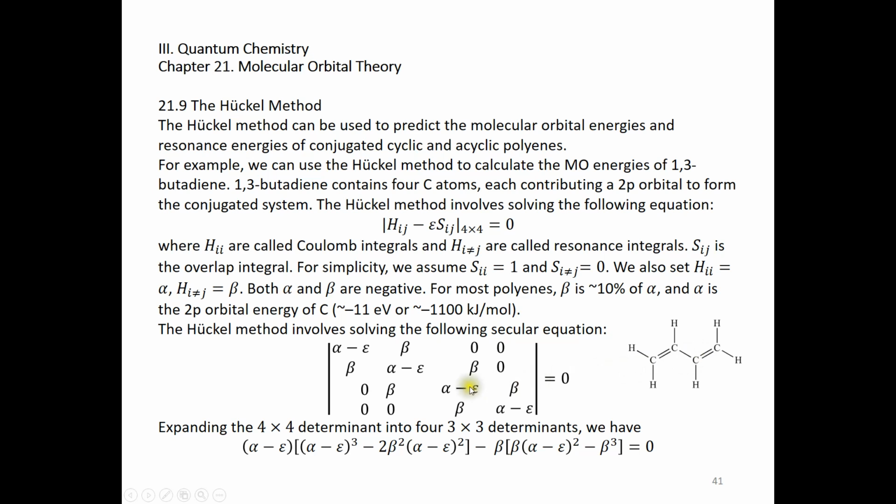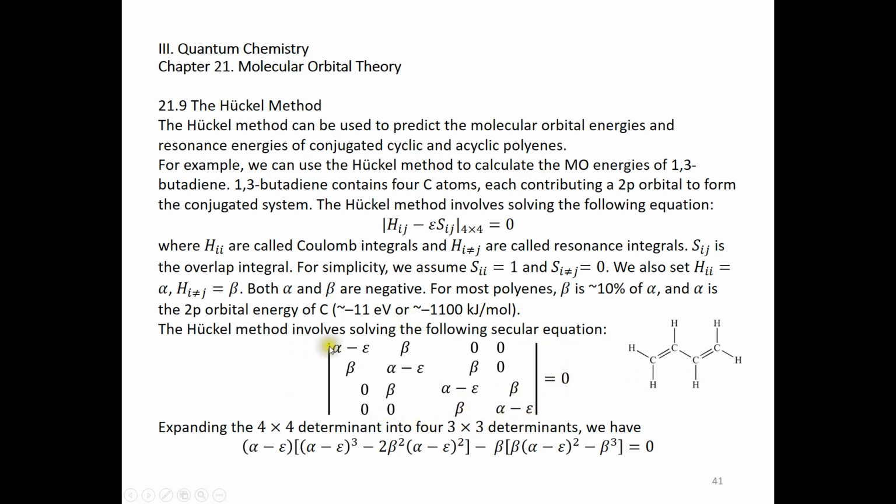Now let's look at carbon 3. Okay, this is carbon 3. Alpha minus epsilon, which is H33 minus epsilon times S33. And also you have a beta on the left, a beta on the right, because carbon 3 has carbon 2 on the left and carbon 4 on the right. Therefore, you have 2 resonance integrals in this row, one on the left, one on the right. Finally, carbon 4. When we look at carbon 4, there's only 1 carbon neighbor, so we have only 1 beta in this 4th row.